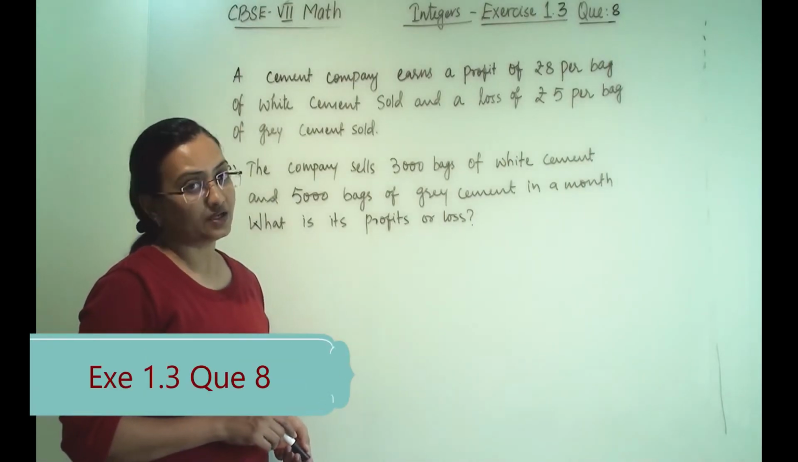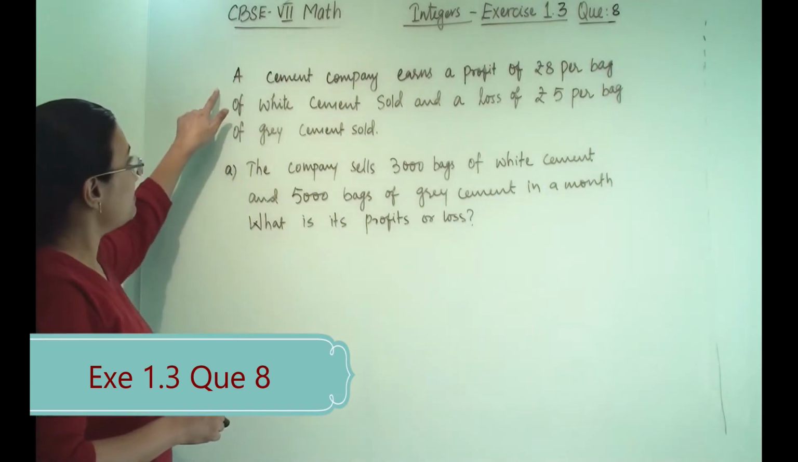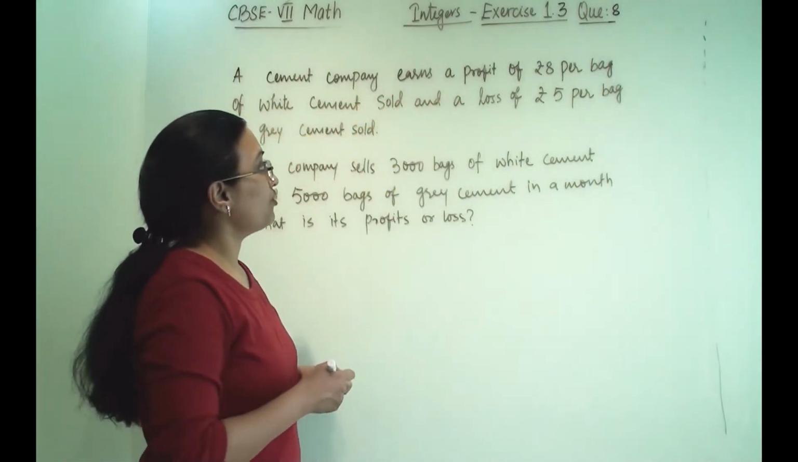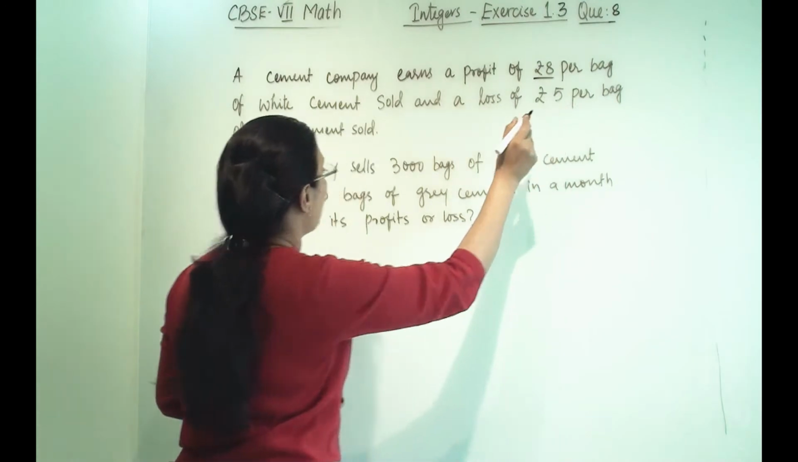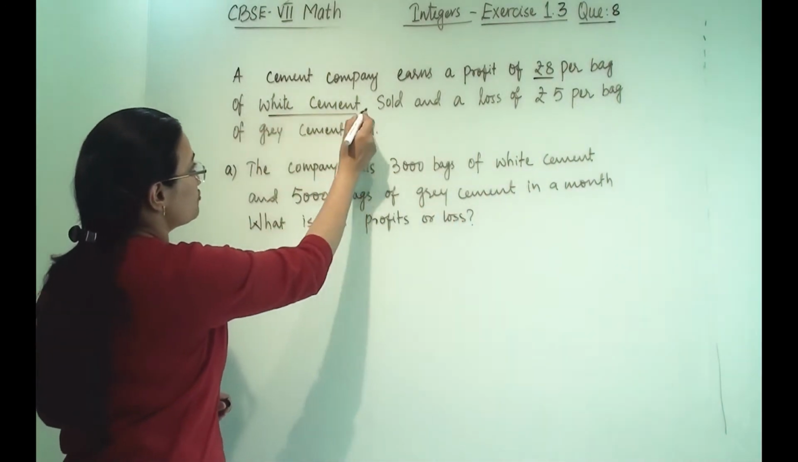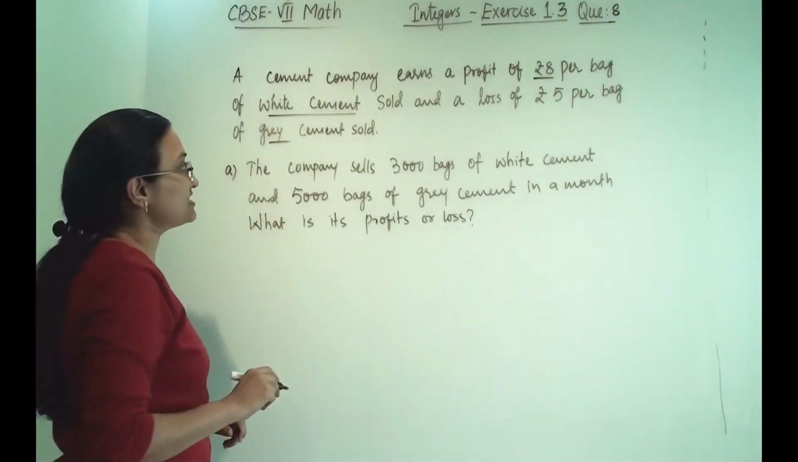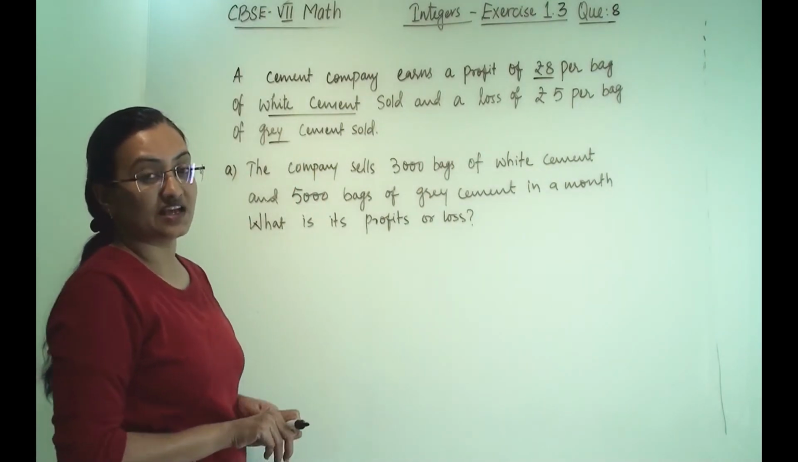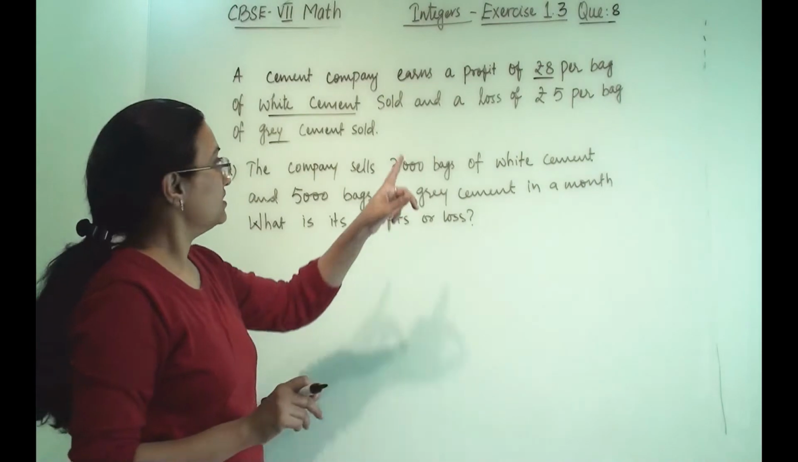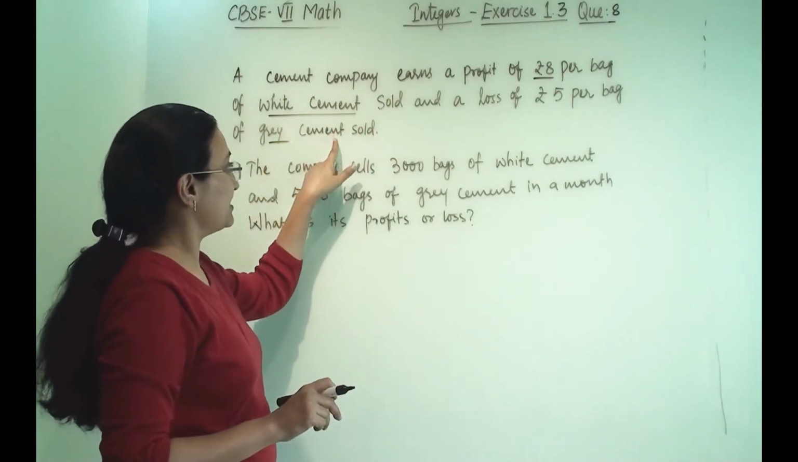Exercise 1.3, question number 8. A cement company earns a profit of rupees 8 per bag of white cement sold and a loss of rupees 5 per bag of grey cement sold. So that means they are selling 2 types of cement, that is white cement and grey cement.